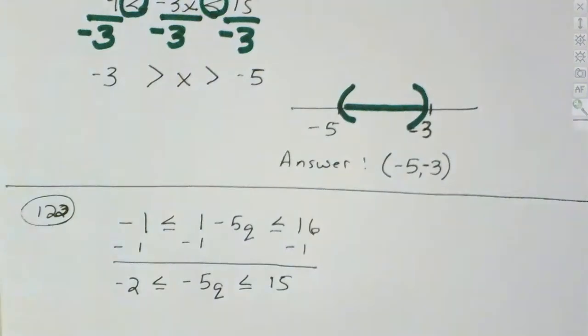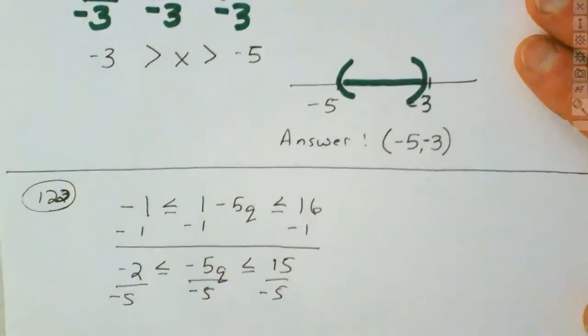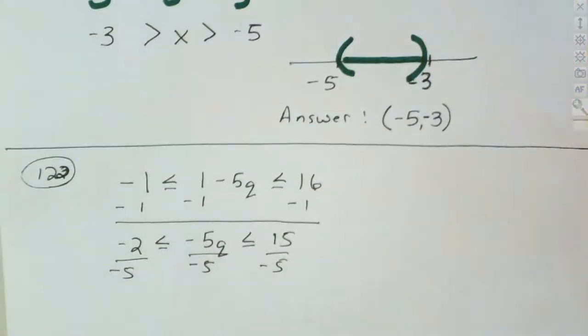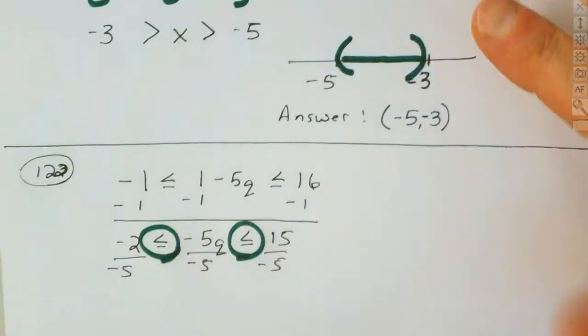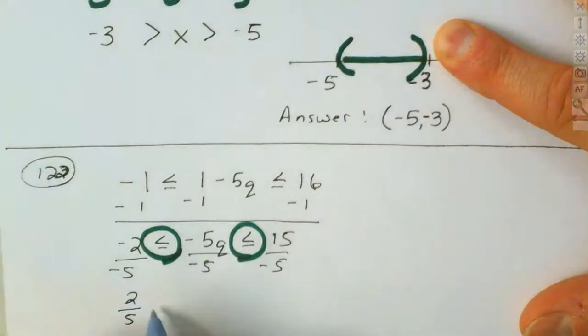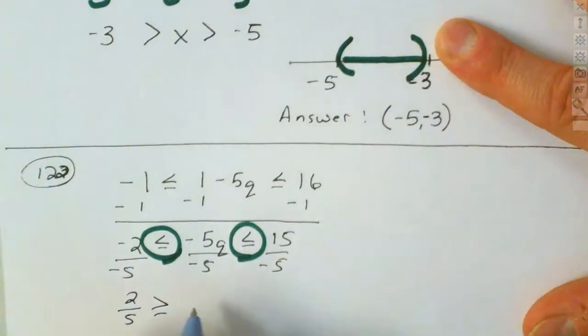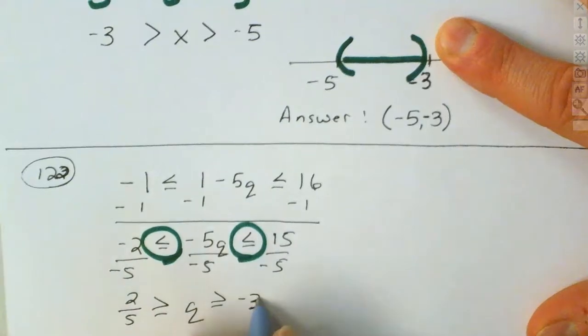What are we going to do next? Divide by our negative 5. Yep, thank you. And when we divide by a negative, what happens to our symbols here? They flip around. Negative 2 divided by negative 5 makes it a positive 2/5. Flip your inequality. q is in the middle. Flip your inequality. 15 divided by negative 5, well, that is a negative 3.